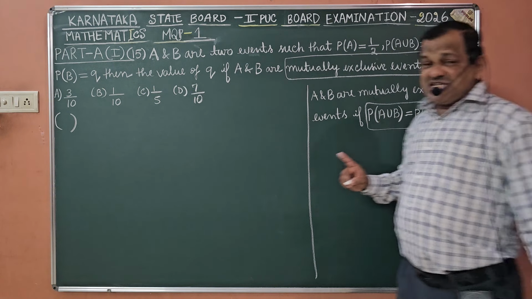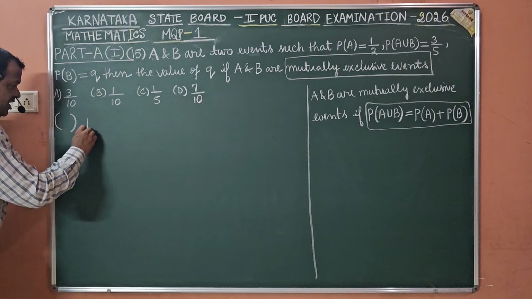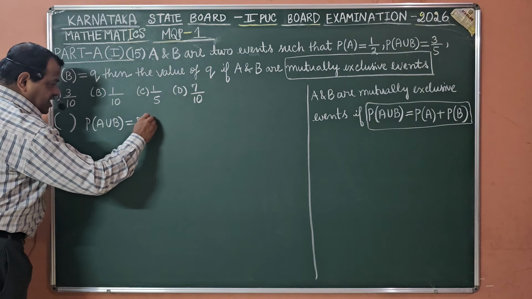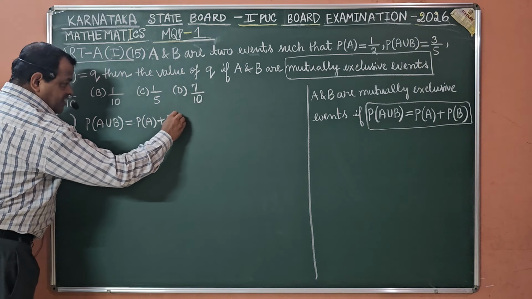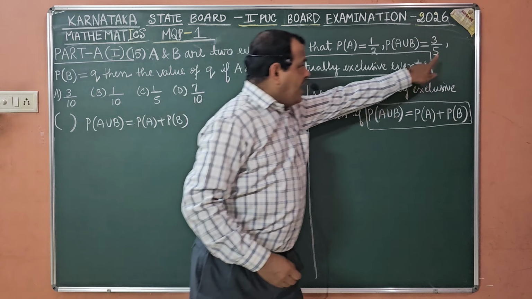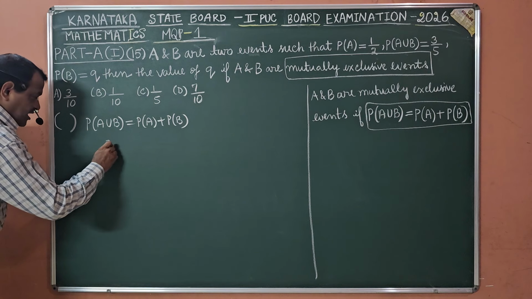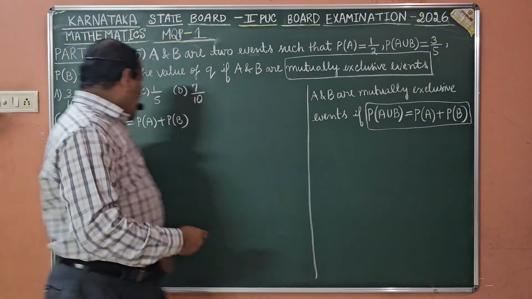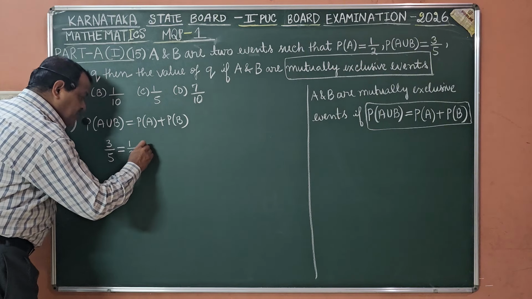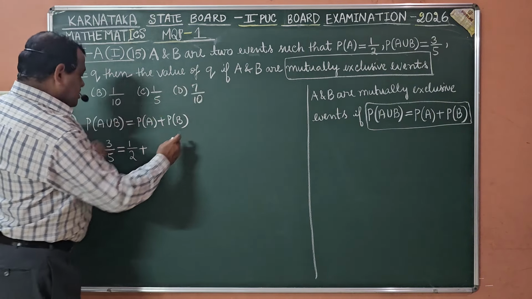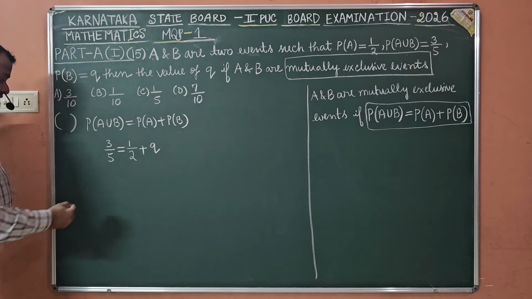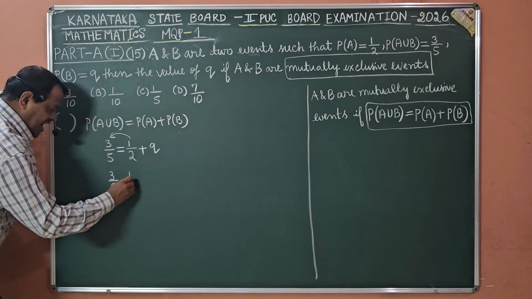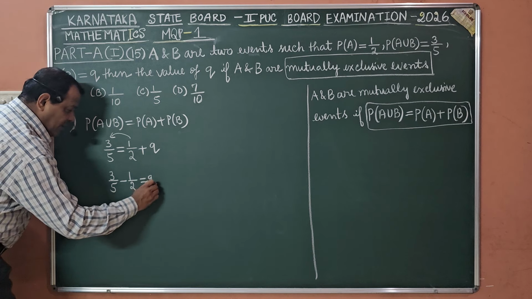Therefore, here I start with the formula. P of A union B is equal to P of A plus P of B. Now see, P of A union B given 3 by 5, which is our left hand side, is equal to P of A given half plus P of B is unknown, Q, small letter Q. Therefore, transpose: 3 by 5 minus half is our Q.